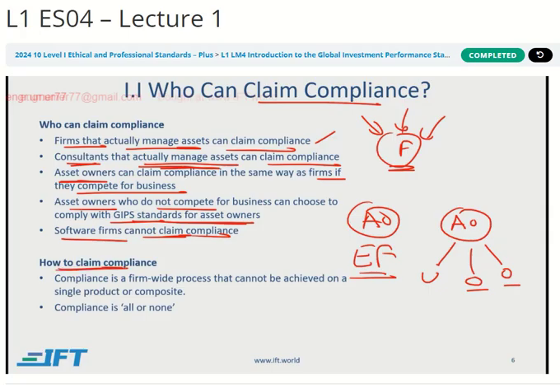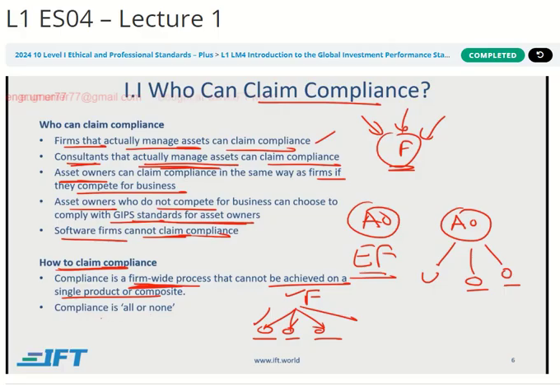Next, we look at how to claim compliance. Compliance is a firm-wide process that cannot be achieved on a single product or composite. So if we have a firm that has different products and different composites, the firm can't say that only this product or this composite is compliant. The compliance reporting needs to be on a firm-wide basis.